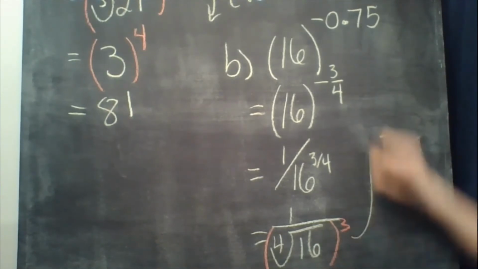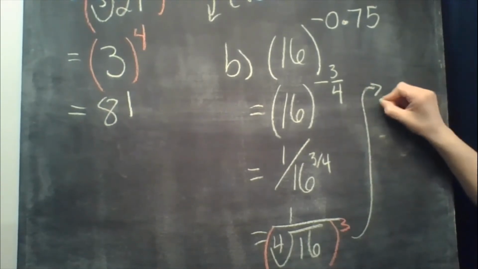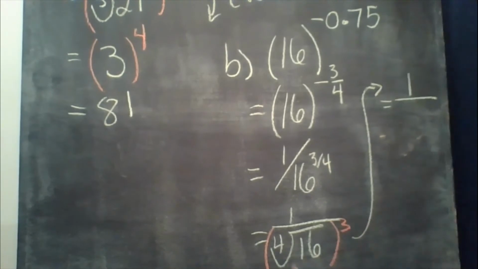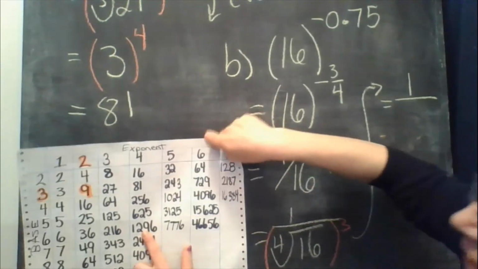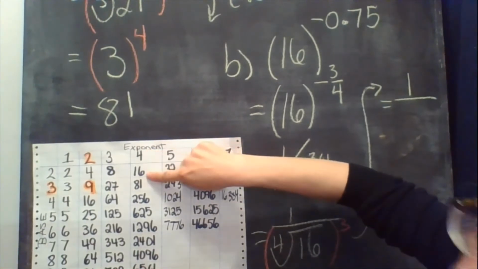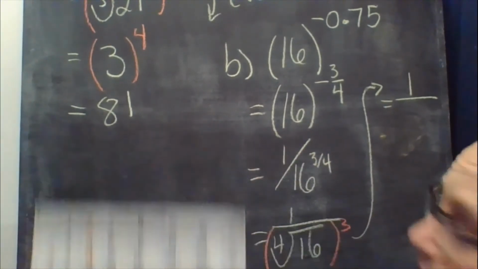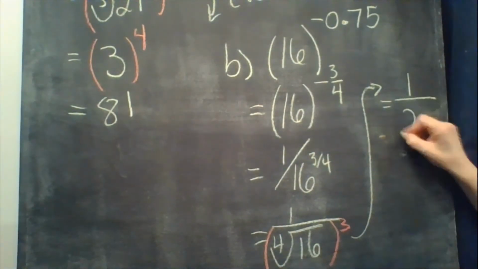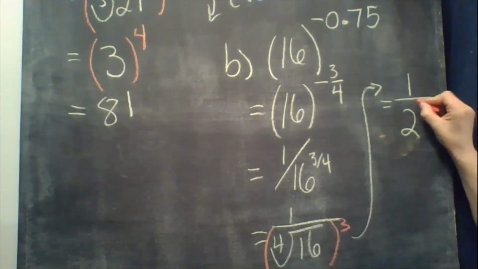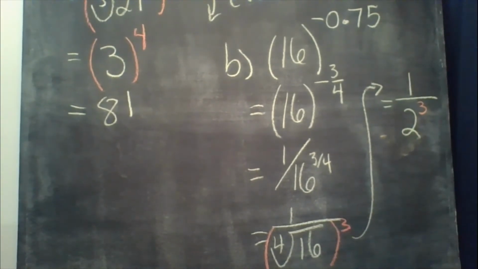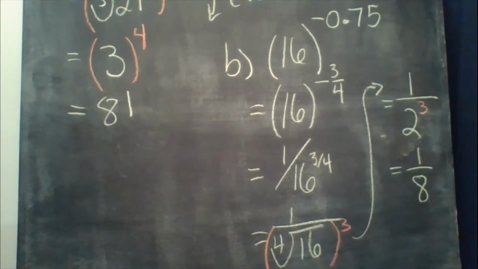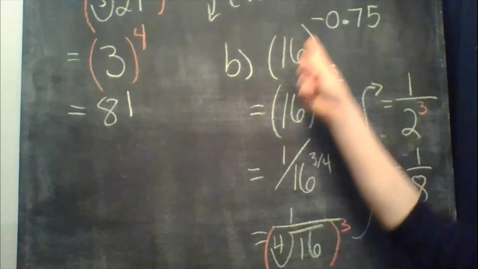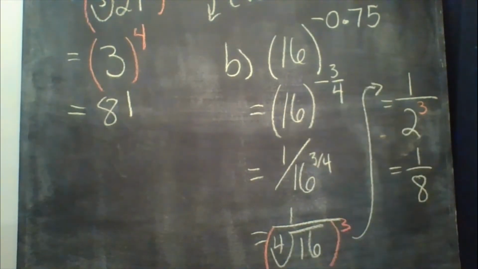So that, here, I'll just keep it going up here maybe. That is going to be equal to the 4th root of 16. Let's think. The 4th root of 16 is 2. So that's 1/2 all to the exponent 3. And then 2 to the exponent 3 is just 8. So there's my answer. All of that to get 1/8.